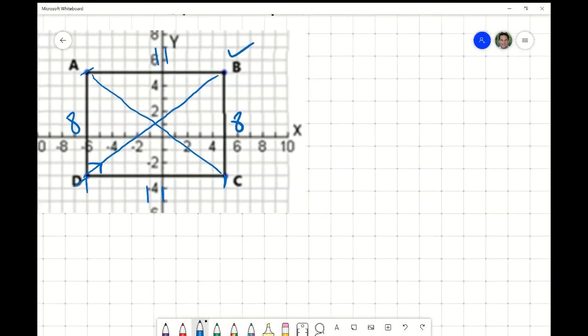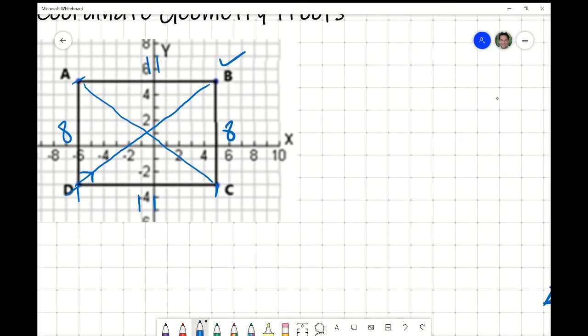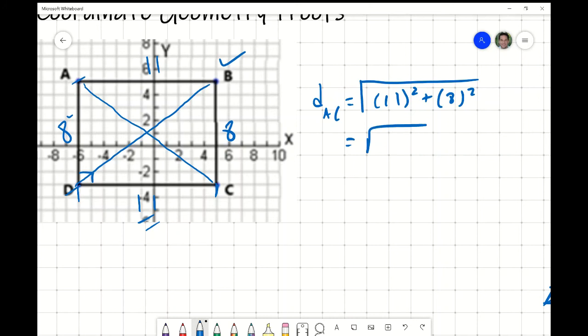All right, so let's go over here and do this with our distance formula. Let's find the distance of AC first. So that diagonal AC, let's go in here, the square root. The change in x is 11, so we're going to do 11 squared, and then the change in y is 8, so we'll do 8 squared. And then what have we got there? 121 plus 64, which is equal to the square root of 185.